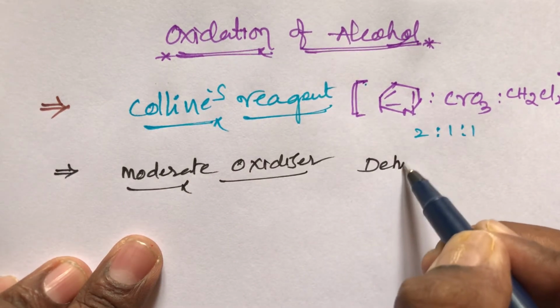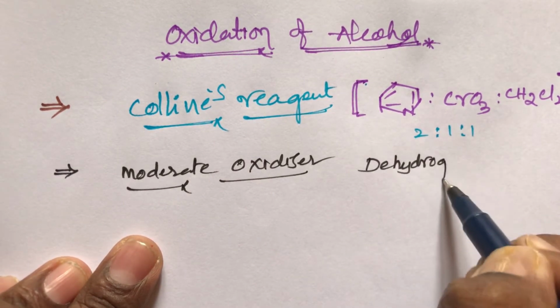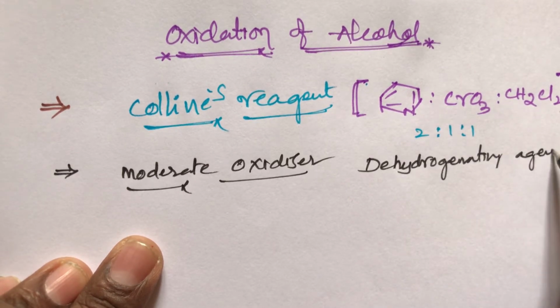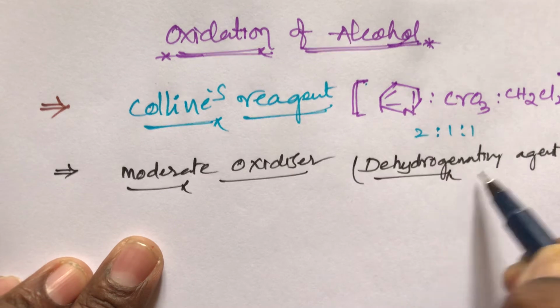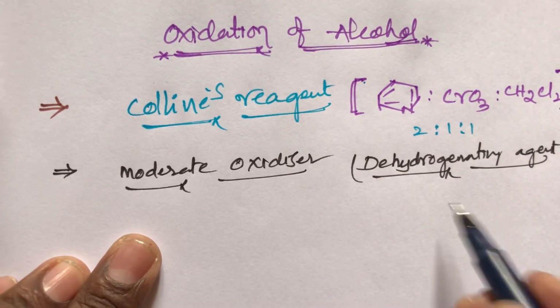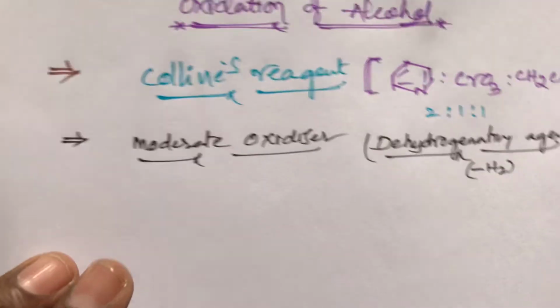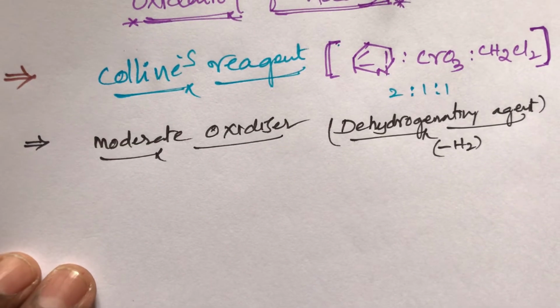Sorry, a dehydrogenating agent. You remember, student? Dehydrogenating agent means what, student? Dehydrogenation means removal of hydrogen. This Collins reagent also acts as a dehydrogenating agent, so it can oxidize.